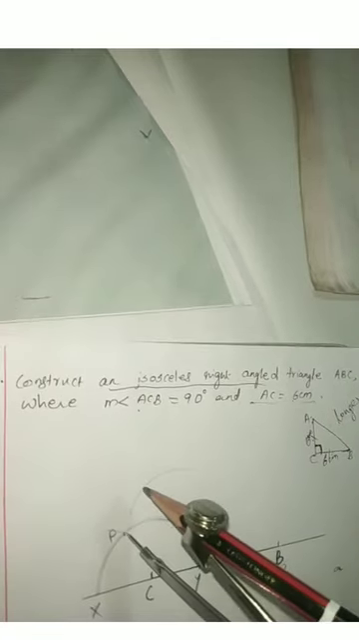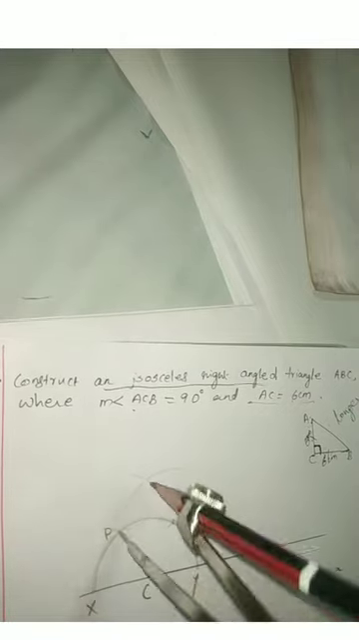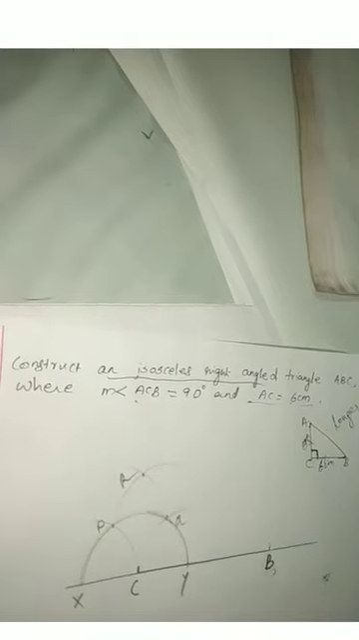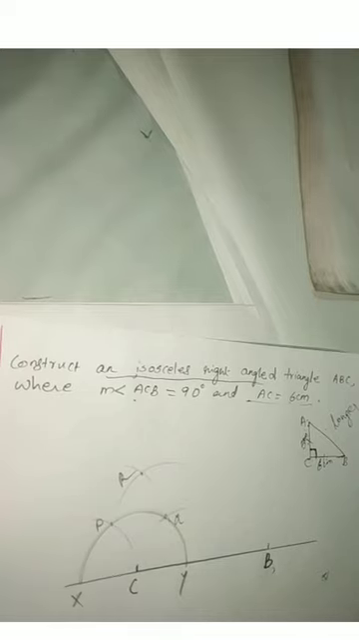Then from Q we have to draw one arc. Then from C also we have to draw another arc to cut this first arc. After that, here one intersecting point is there. We can name this intersecting point as R. Now we can join R and C. This is the perpendicular line, that is 90 degrees. So RC is a ray.